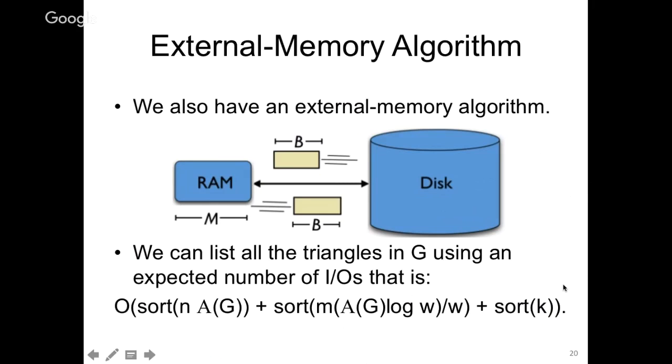And then, as I mentioned, we also have an external memory algorithm. It's in the paper. If you're interested in external memory, I'd urge you to look at that, where we have this model where you have an internal memory which has a certain size M. You have I/O operations against the disk, each of size B. And in that case, we get this number of I/Os that in the expected case would yield the number of I/Os in this bound here.